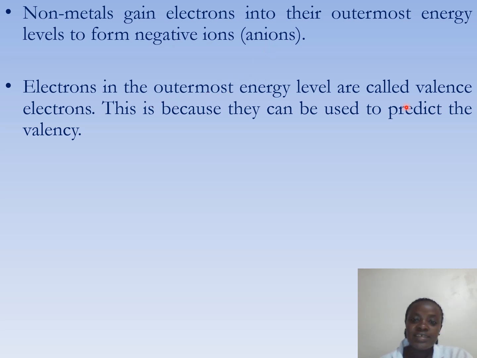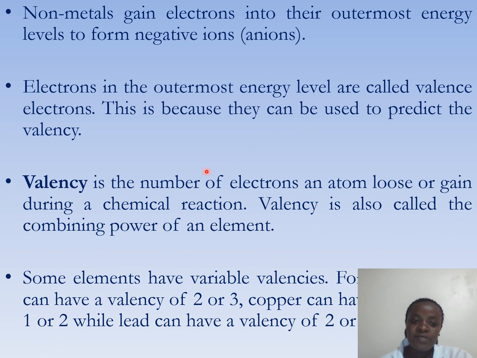Electrons in the outermost energy levels are called valence electrons. This is because they can be used to predict the valency. So the electrons that are in the outermost energy level can be used to determine what the valency of that element will be. So what is valency? Valency is the number of electrons an atom can lose or gain during a chemical reaction. So valency is also called the combining power of an element.